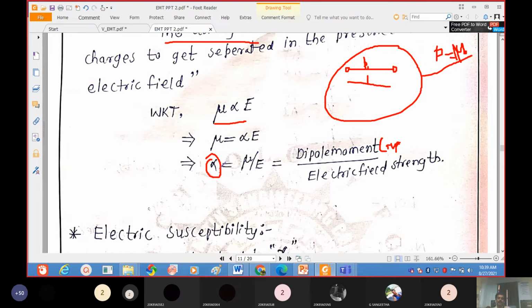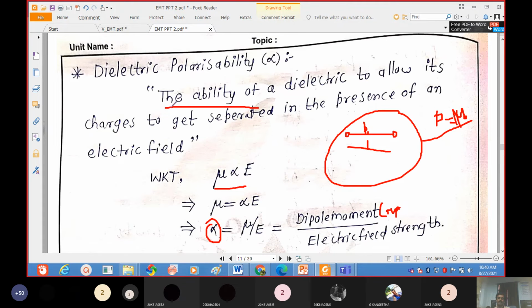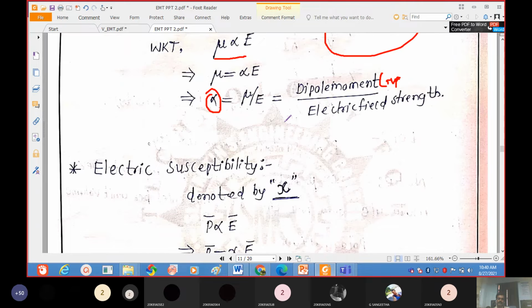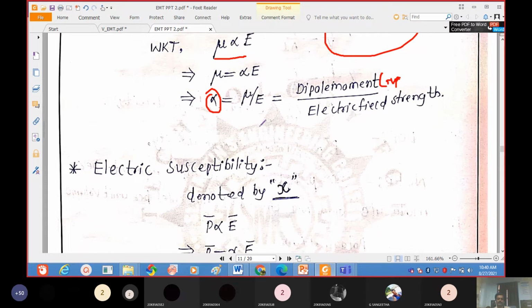Now alpha. Alpha is the polarizability. So polarizability alpha is equal to mu by E. Another definition of polarizability is the dipole moment per unit electric field. Dipole moment per unit electric field is called polarizability. Otherwise, one more definition is the ability of a dielectric material to allow its charges to get separated when you apply the electric field. So this is the polarizability definition.